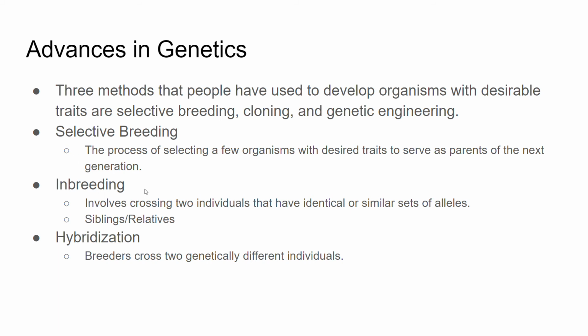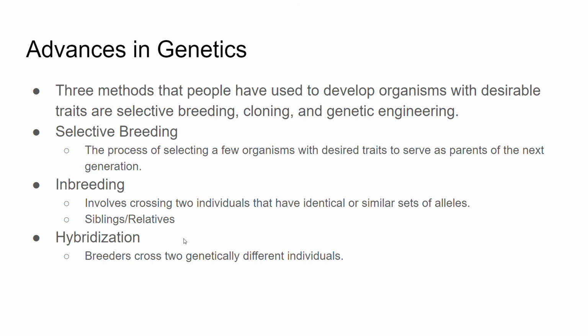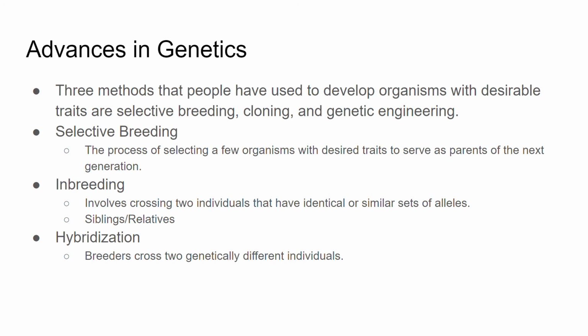Inbreeding is our next one. This is bad. It involves crossing 2 individuals that have identical or similar sets of alleles, like siblings or relatives, okay? Last but not least, we have hybridization. This is when breeders cross 2 genetically different individuals. So think crossing a golden retriever and a poodle, right? You get a golden doodle. That is a hybrid, right? They're very genetically different individuals. We're breeding them together and getting kind of a cross between those 2, okay?